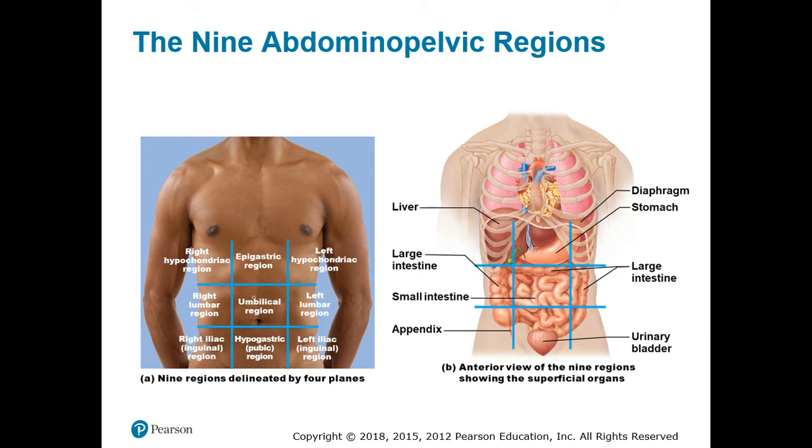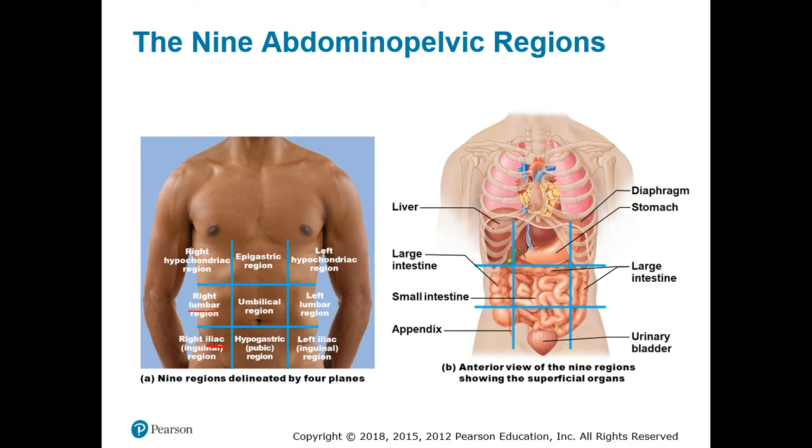On either side of the umbilical region, we have the left lumbar region and the right lumbar region, because that's going to be towards your lower back. Remember, lumbar is your lower back. On either side of the hypogastric region, we have the left iliac region and the right iliac region. Remember, iliac is going to be near your pelvic bone. And then up here in the epigastric region, we have the left hypochondriac and then the right hypochondriac.